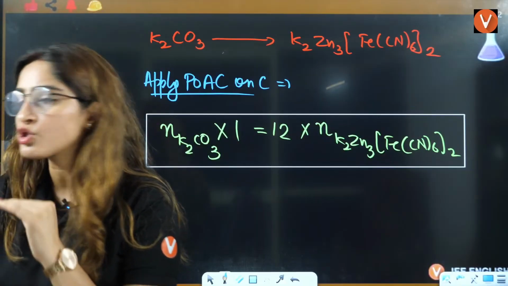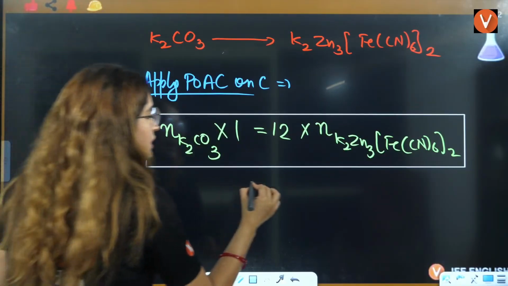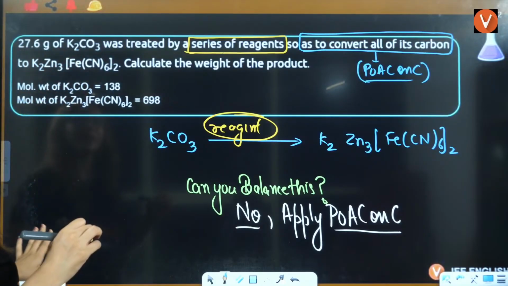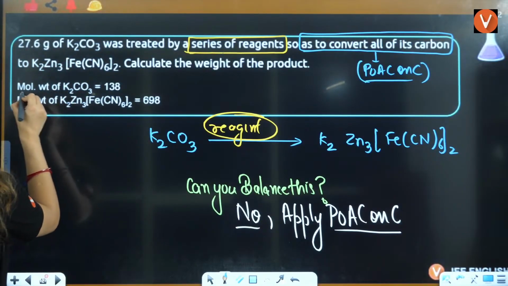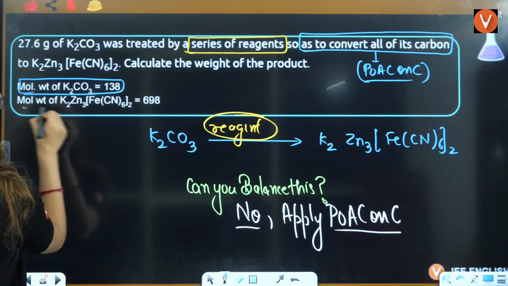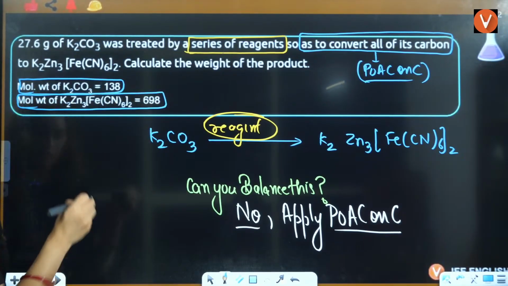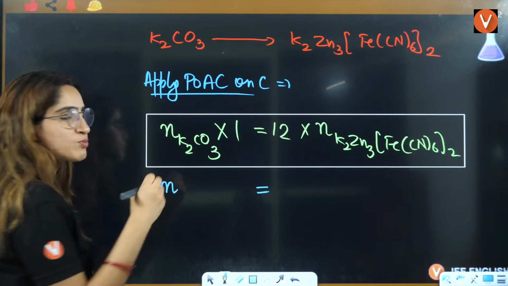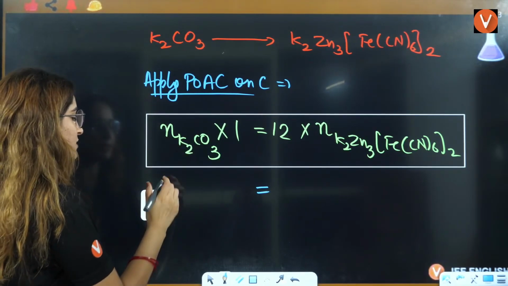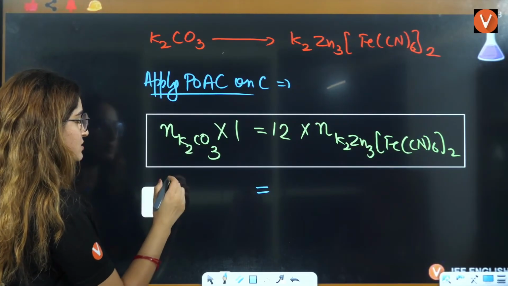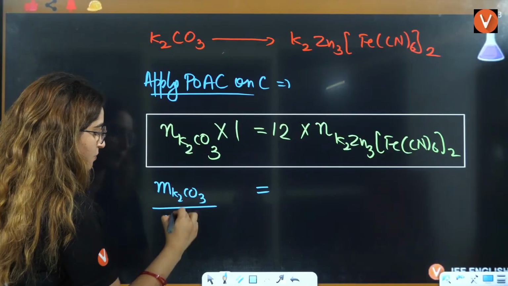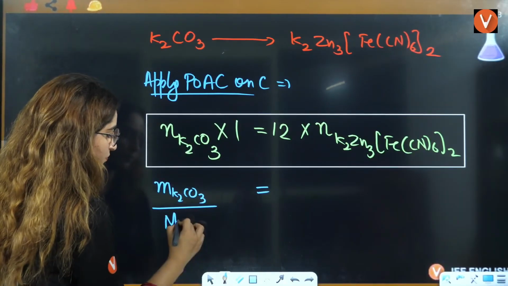Now just solve it with the help of, guys, what they have given you. They have given you this much mass of K2CO3 and the molecular weight of K2CO3 and of this compound. Now I'll put it in the formula of mass by molecular weight. So this is the mass of K2CO3 divided by the molecular weight of K2CO3.